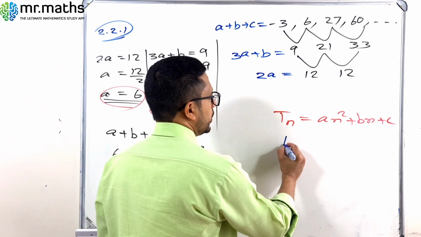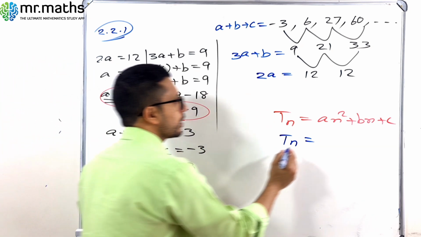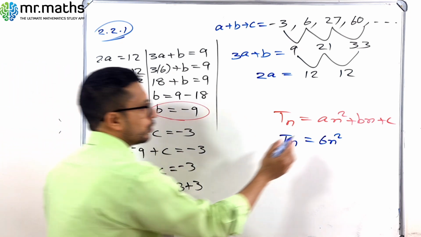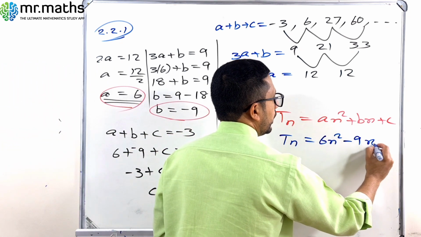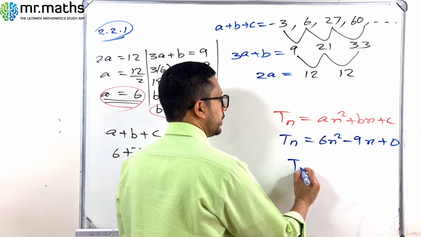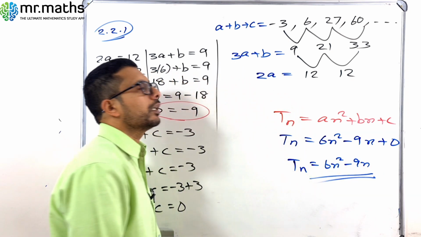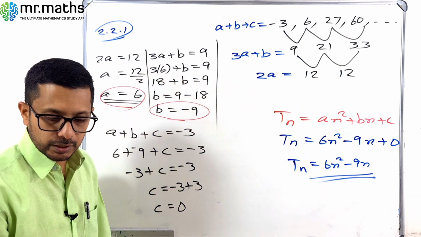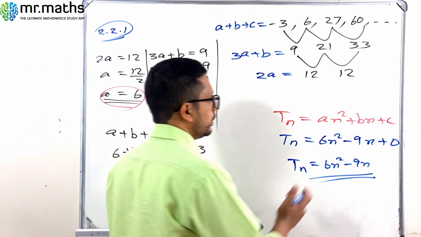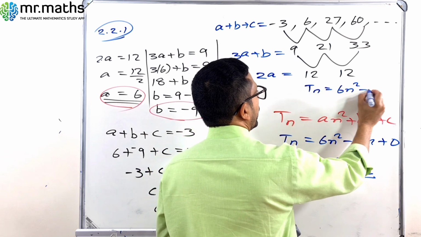So now we can substitute in this general equation. What is our equation? Tn is equal to an square plus bn plus c. What is the value of a? 6. So it is 6n square. Value b is minus 9, so minus 9n plus, what is the value of c? It is 0. So finally we can write 6n square minus 9n, and that is the nth term of that quadratic sequence. You understand? Okay, so let me write that nth term once more here. What is the nth term we got? Tn is equal to 6n square minus 9n.